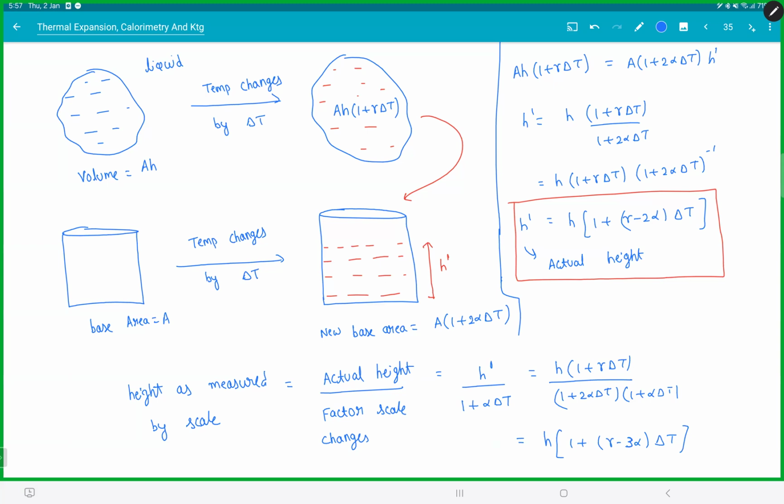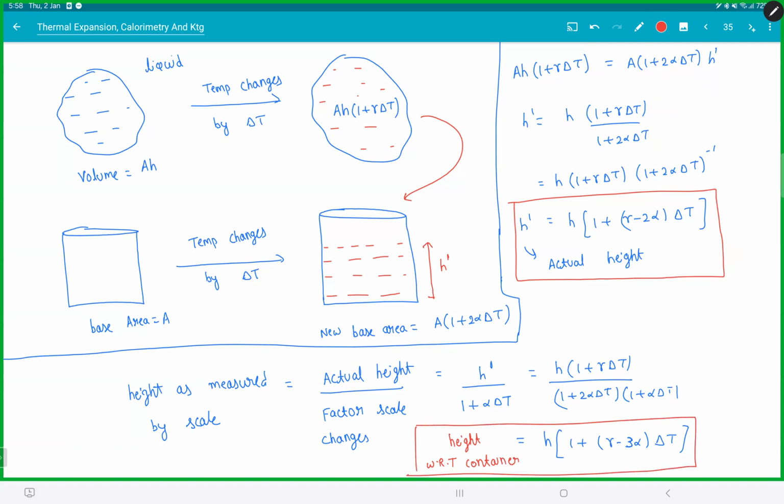Clear, everyone? So whatever actual height you got, because the scale also got messed up, you'll get one more extra 1 plus alpha delta t in the denominator. So this would be your apparent height. This is the height with respect to the container. So the container will think this is the height. If you bring your own scale from outside, that will think this is the actual height. I hope you're getting the difference.